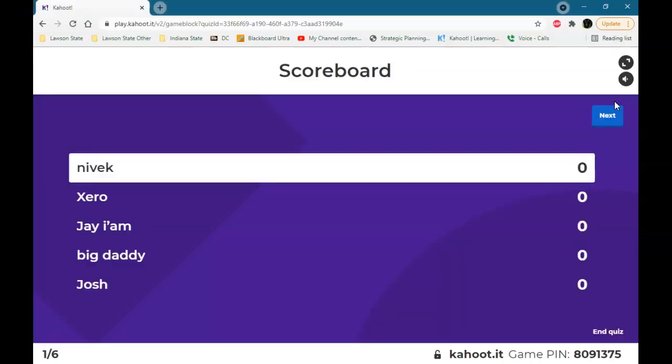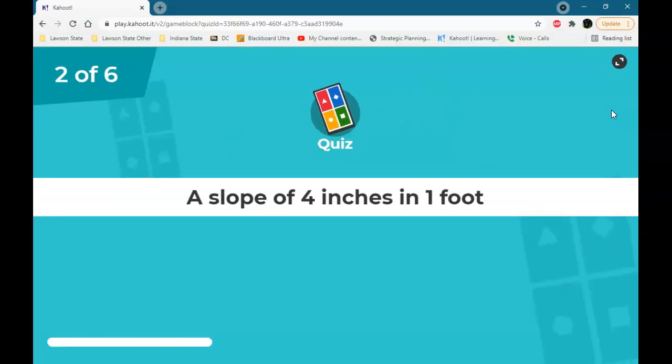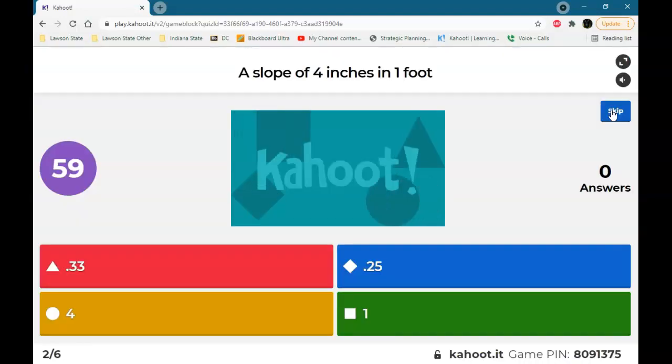All right, so we got an even split on this one. A slope of 4 inches to 1 foot. Now, most of y'all ask, well, why would I need this? Think about ramps and roofs. You have a slope of 4 inches per foot. Okay?